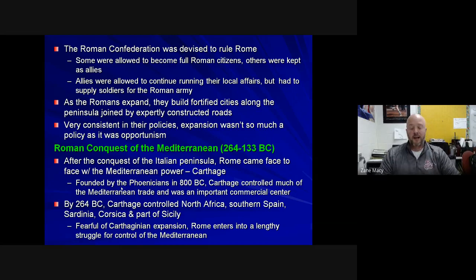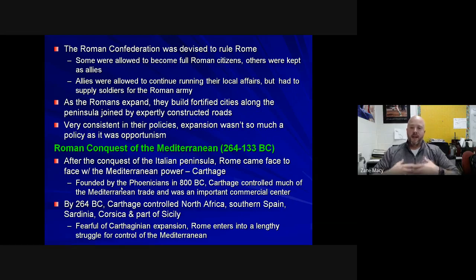Western Mediterranean. A lot of times you would see, like the island of Sicily, the eastern half of the island was settled and controlled by the Greeks and eventually the Romans, and the western half of the island was controlled by the Carthaginians.